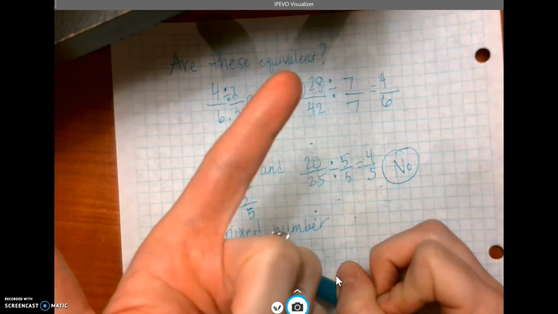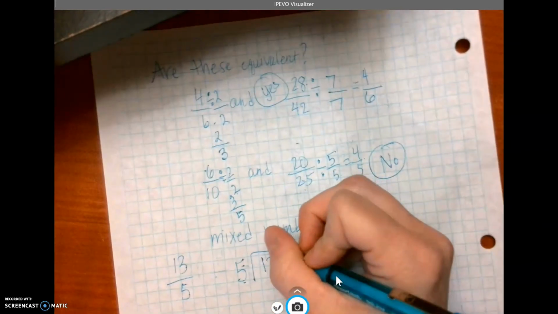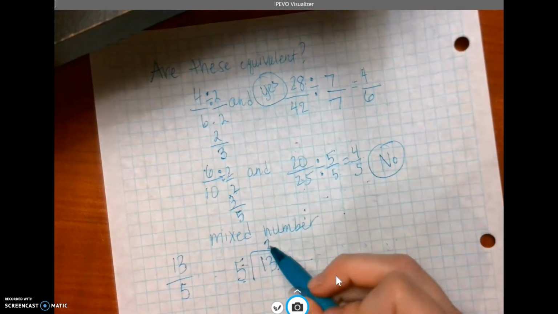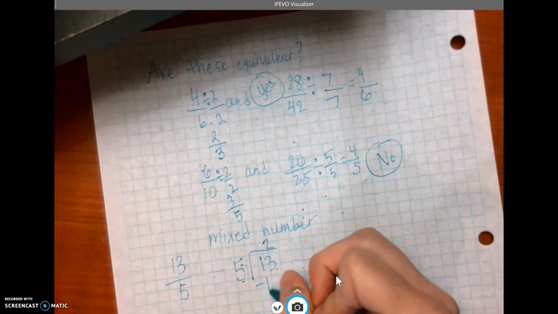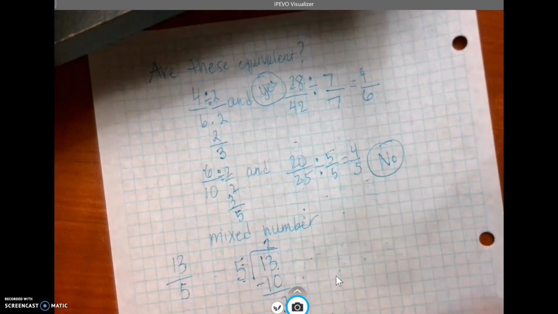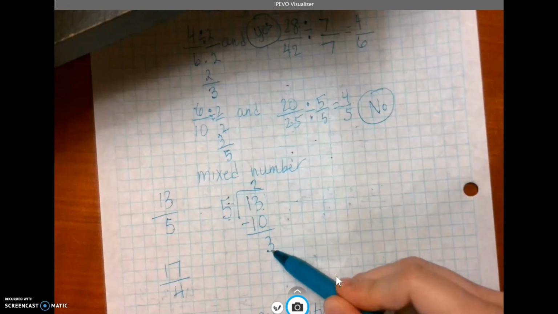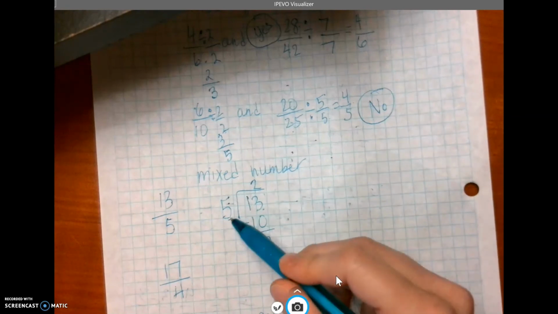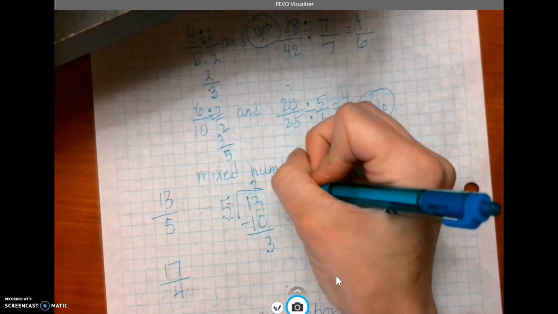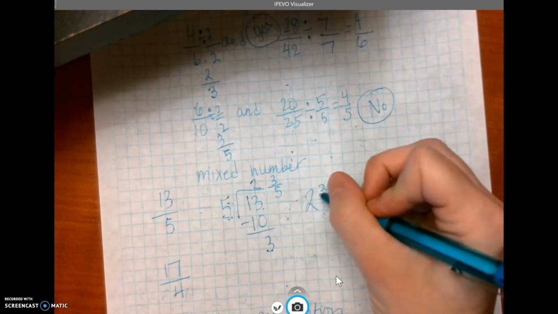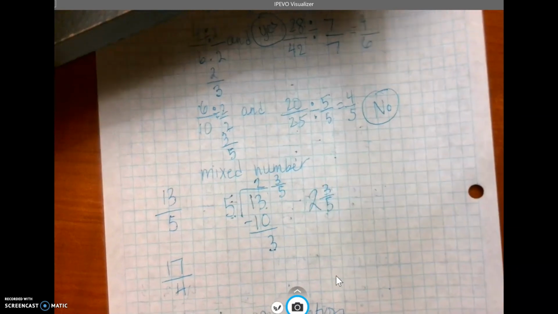5, 10. That's 2 wholes. That's where the 2 comes from. 2 times 5 is 10. So my remainder fraction would be 3 fifths. So it would be 2 and 3 fifths. 2 and 3 fifths. Okay, let's try it again.